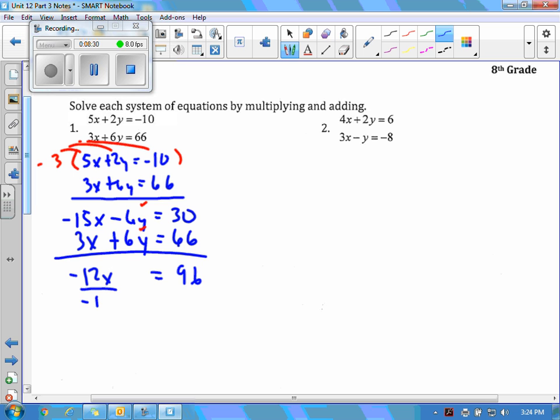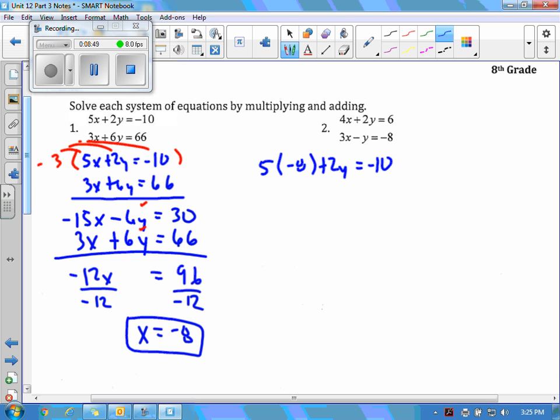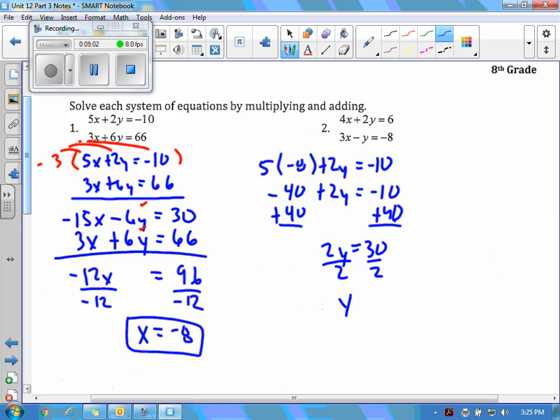Now I can solve for x, so I divide both sides by negative 12, and I get x equals negative 8. My last step is to plug this into either of the originals and solve for y. I'll do the top one, so 5 times negative 8 plus 2y equals negative 10. That's negative 40 plus 2y equals negative 10. Add 40 to both sides. I get 2y equals 30. Divide by 2, y equals 15.